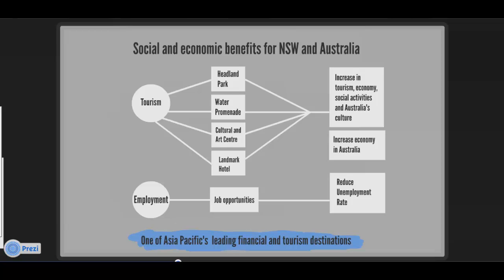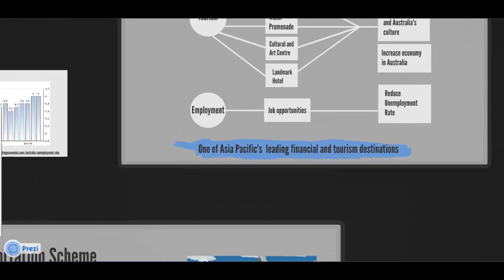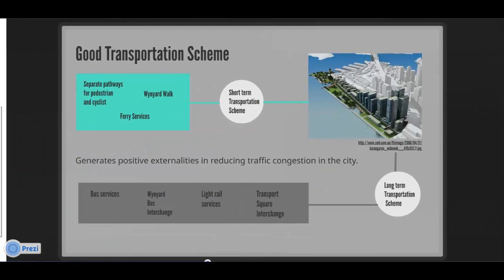In addition, the Culture and Art Centre will introduce and promote Australia's cultural aspects such as Aboriginal and Torres Strait Islander. To support this project, the developer has provided short-term and long-term transportation scheme required by the council. The short-term includes cyclist path, ferry hub, and vineyard walk. The long-term includes increase in bus services, stops, and layovers, vineyard bus interchange, transport square interchange, and light rail services in terms of its expansion onto the Western Line.